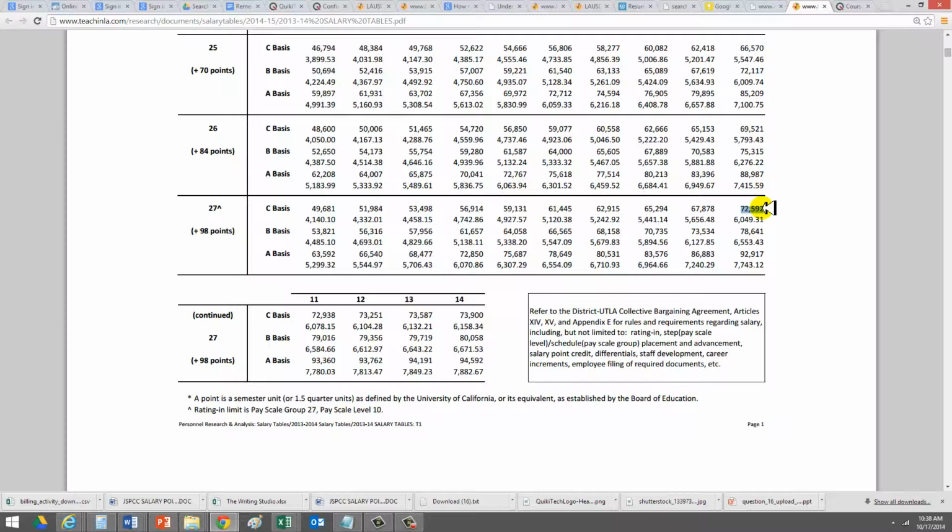Now, once you fulfill the two requirements of having 98 points and 10 years of service, this is the wonderful thing that happens to you. You jump down to a table where your next 11, 12, 13, and 14 years of service obtain what are called career increments, and your salary increases even more.